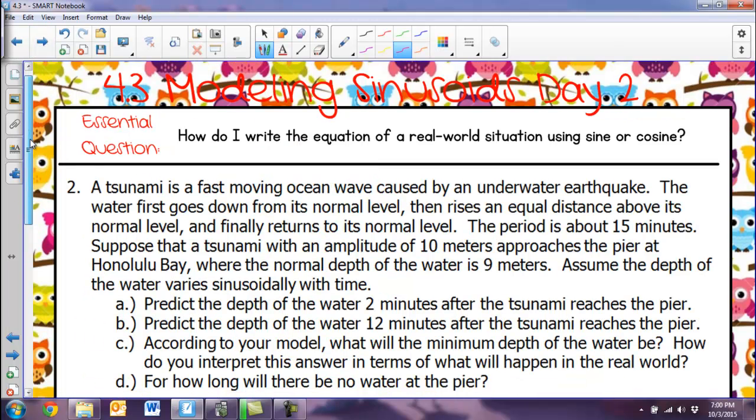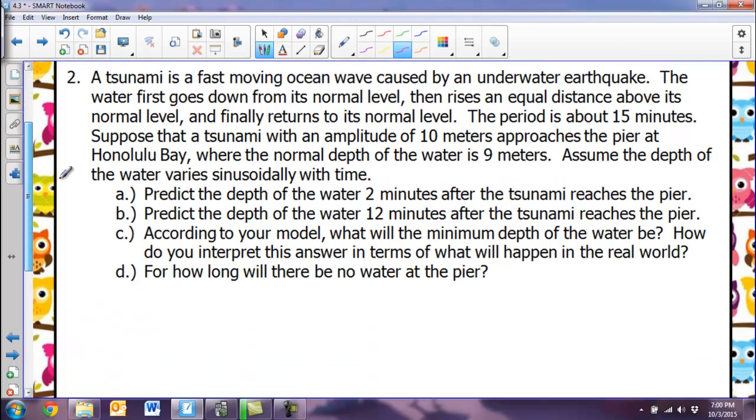A tsunami is a fast-moving ocean wave caused by an underwater earthquake. The water first goes down from its normal level, so it starts by going down, then rises an equal distance above its normal level, and finally returns to its normal level. That normal level sounds a lot like my vertical shift. The period is about 15 minutes. Suppose that a tsunami with an amplitude of 10 meters approaches the pier at Honolulu Bay, where the normal depth of the water is 9 meters.